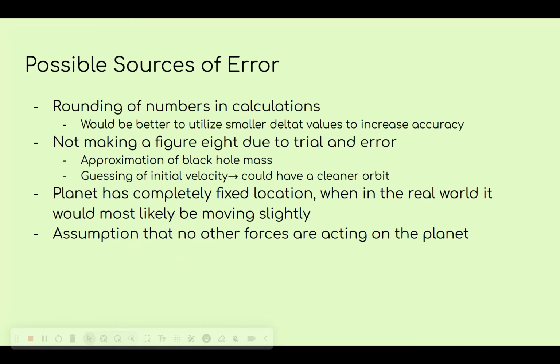Possible sources of error: rounding numbers and calculations, so it would be better to use smaller delta t values in order to increase accuracy. Not making a figure 8 is due to trial and error, the approximation of the black hole mass, and guessing of initial velocity, so it could have had a cleaner orbit. The planet has a completely fixed location when in the real world it would most likely be moving slightly, and we assumed that no other forces other than gravity are actually on the planet.